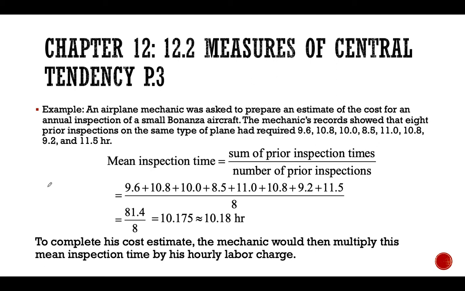So we sum all of the measurements and we put it over the number of measurements. When we sum all of these, we get 81.4. The number of measurements is 8. So 81.4 divided by 8 equals 10.175. We need to round it to 1 decimal point more than the data, so that means we round to 2 decimal points, and that would make it 10.18 hours. To complete his cost estimate, the mechanic would multiply this mean inspection time by his hourly labor charge.